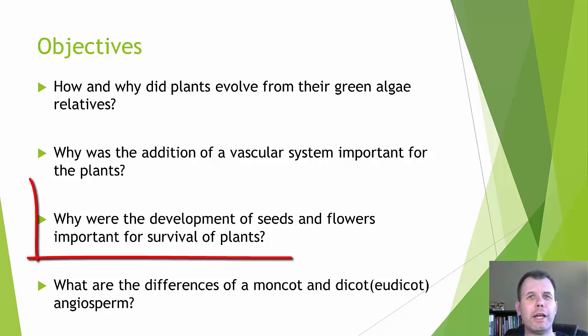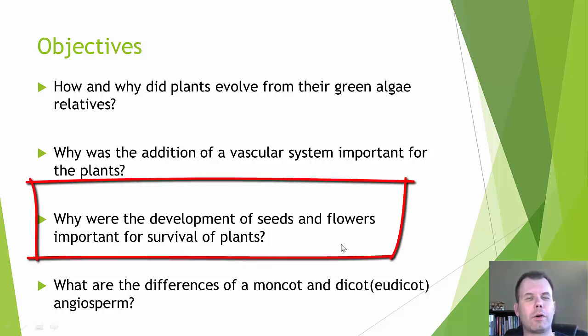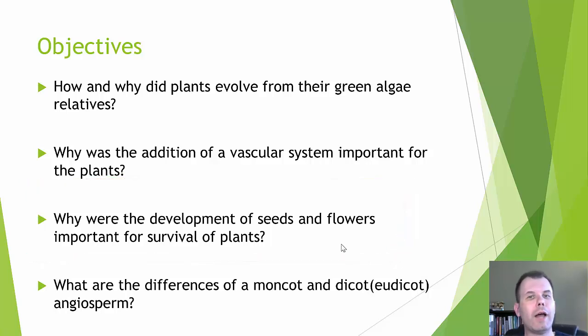The third thing we're going to look at is the development of seeds and flowers, and why that was important for the survival of plants. We're going to look at why this evolution to making seeds and then ultimately making flowers was really important in the evolution of these plants.